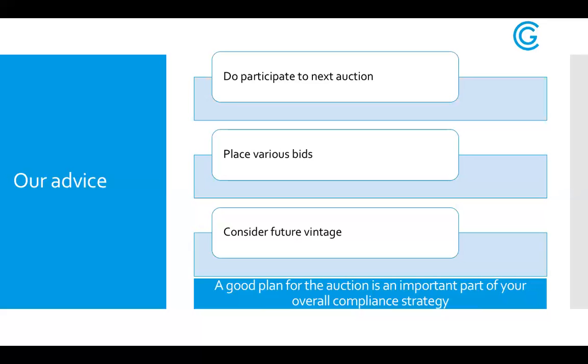Another advice that we might have, and you really need to look further into it, is to place various bids, and not only one. And that's a common mistake that many participants make at their first participation at auction, is that they will establish their budget based on either what they have collected from their clients since the beginning of the year, or based on their expectation of what the price will be during the year. And they will establish the number of allowances that they need, and based on that budget, provide a single bid.